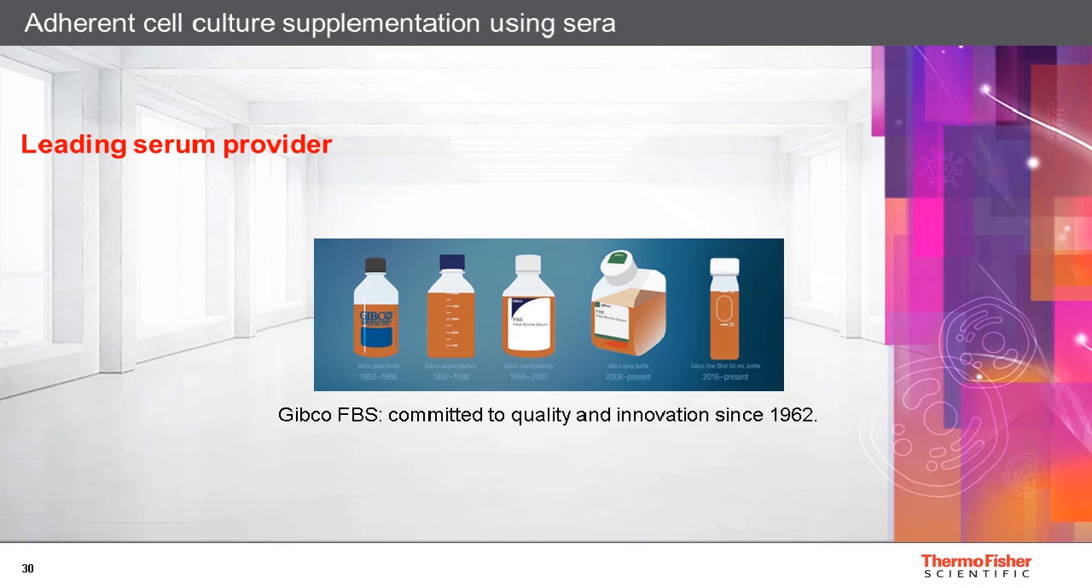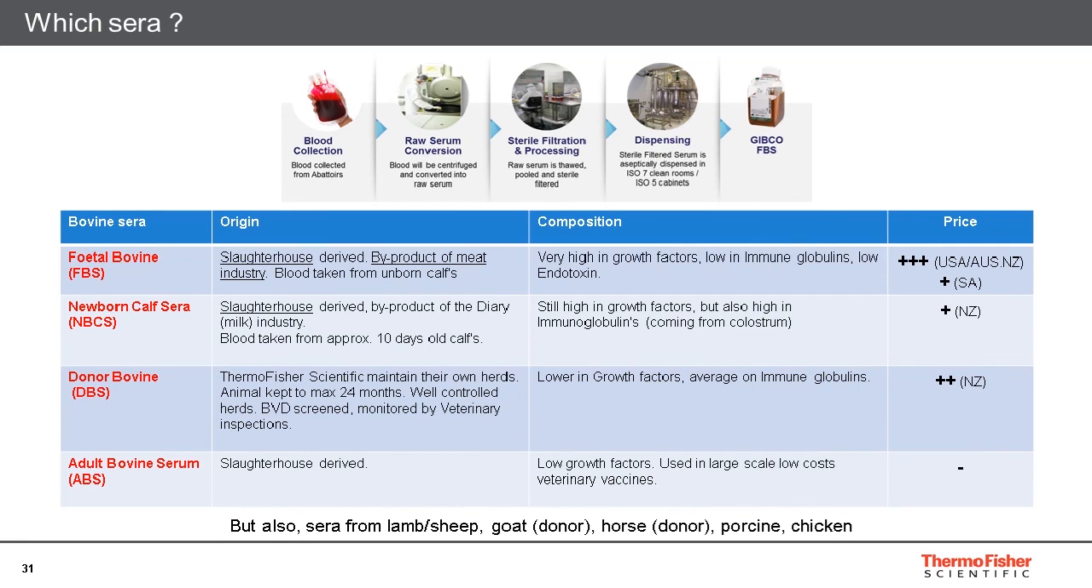So let's start with the use of sera. Gibco is a leading serum provider since 1962. But which sera can you choose from? The most common species used for blood collection are bovines, but others are also available, like sheep, goat, horse, or pork. For bovine, blood is generally collected from slaughterhouses and then transformed.